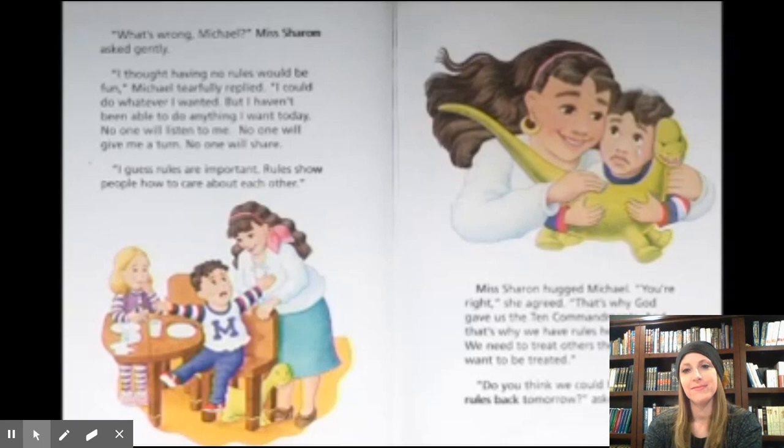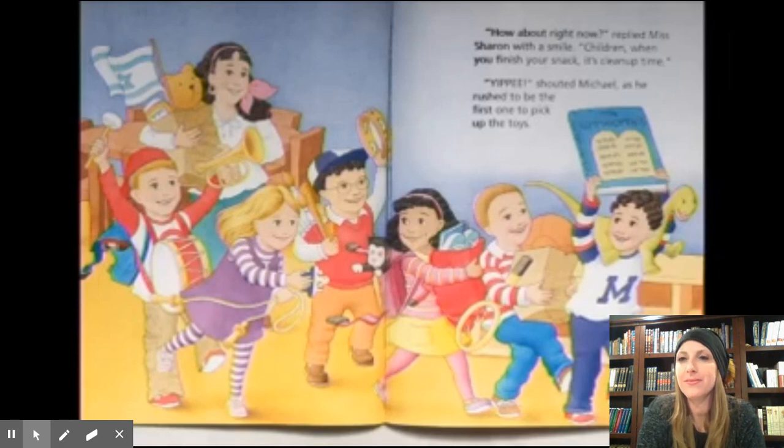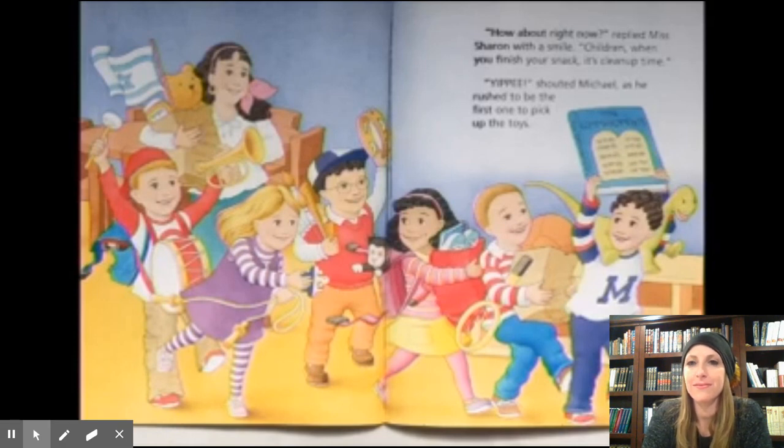Miss Sharon hugged Michael. "You're right," she agreed. "That's why God gave us the 10 Commandments. And that's why we have rules here at school. We need to treat others the way we want to be treated." "Do you think we can have our rules back tomorrow?" asked Michael. "How about right now?" replied Miss Sharon with a smile. "Children, when you finish your snack, it's cleanup time." "Yippee!" shouted Michael as he rushed to be the first one to pick up the toys.